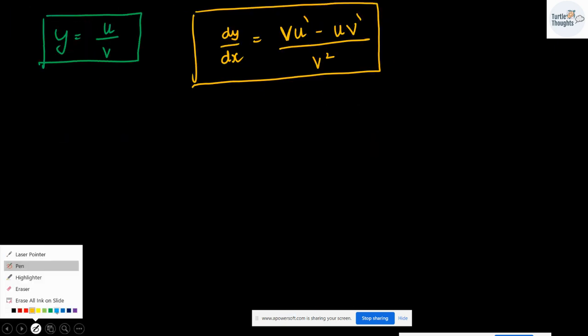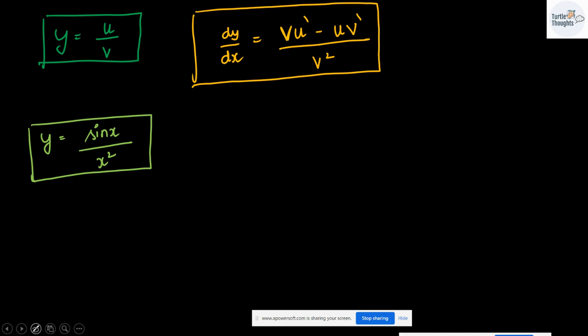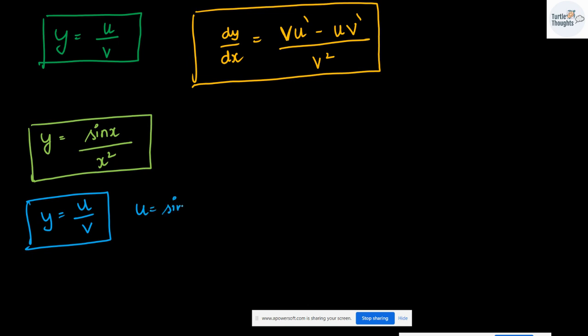Yes, this was the quotient rule. Now let me take one of the examples. Say y is equal to sine x divided by x squared. You have to find dy by dx of y. I can start by writing y as u divided by v, where u is equal to sine x and v is equal to x squared.